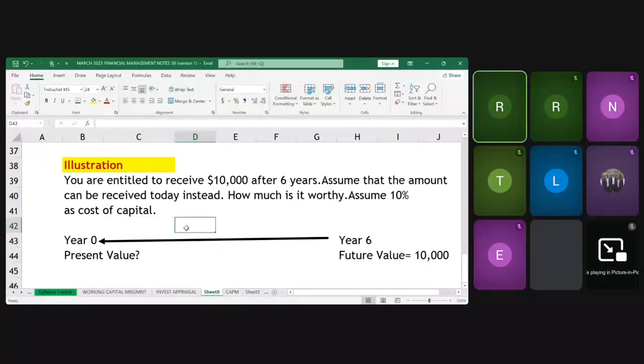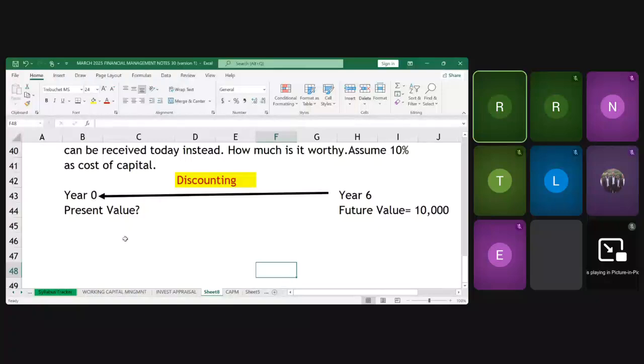So this process now is called discounting. The process of taking future value into today's value is called discounting. So the moment we talk about the discounted cash flow techniques, this is what we are doing. We are taking future values and putting them into today's value, and we see how much it is worth if it was today.